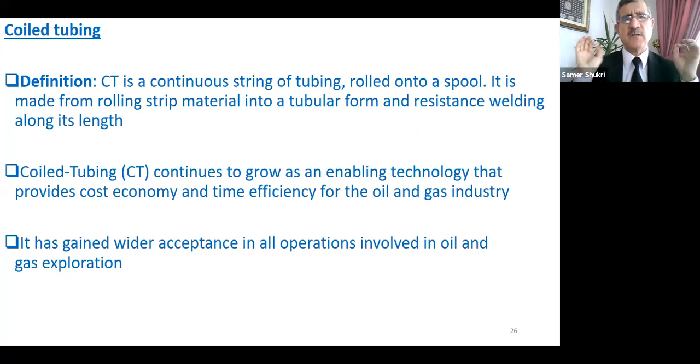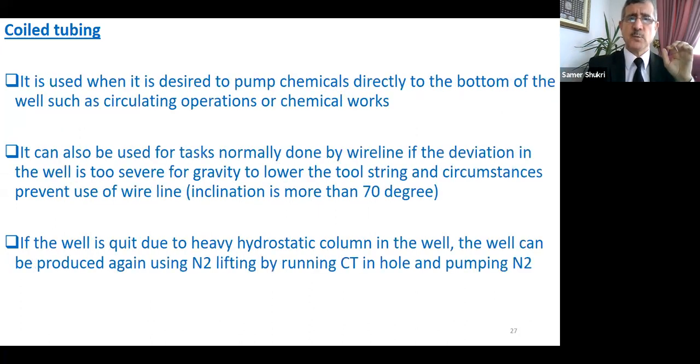Sometimes they send 25,000, 15,000, it depends. So the coiled tubing industry is improving day by day, and it can save cost and save time, and it is efficient in the oil and gas industry. It has a wider acceptance in all operations involved in oil and gas exploration, especially in highly deviated wells and horizontal wells, because wireline in these two cases cannot work properly. So we use coiled tubing.